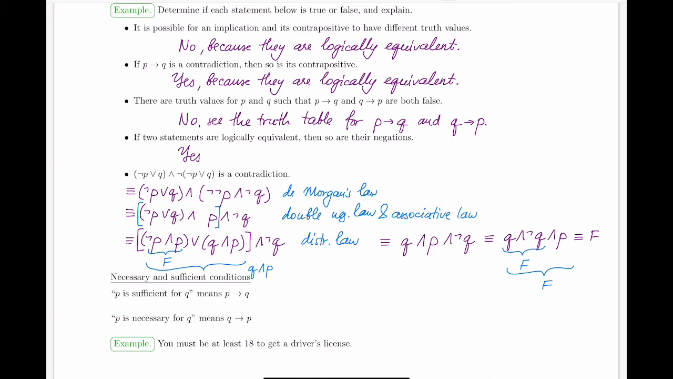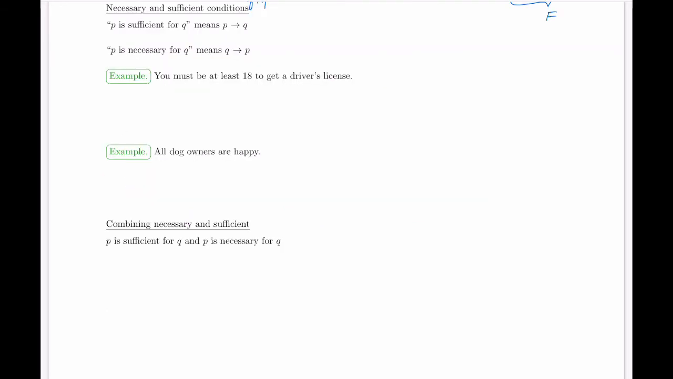And once more, I would like to emphasize the fact that this is not the only way to proceed through this example. Maybe you can find a better way to actually shorten this argument and think about how to do it. Next, let's discuss the necessary and sufficient conditions as a way to actually apply implication and its converse. P is sufficient for Q means P implies Q. P is necessary for Q means Q implies P.